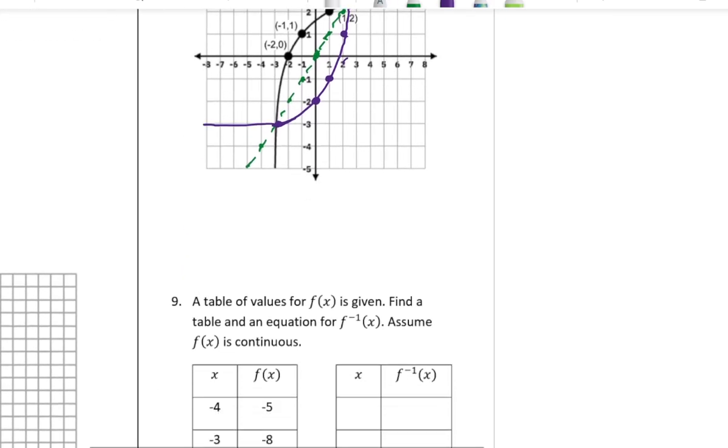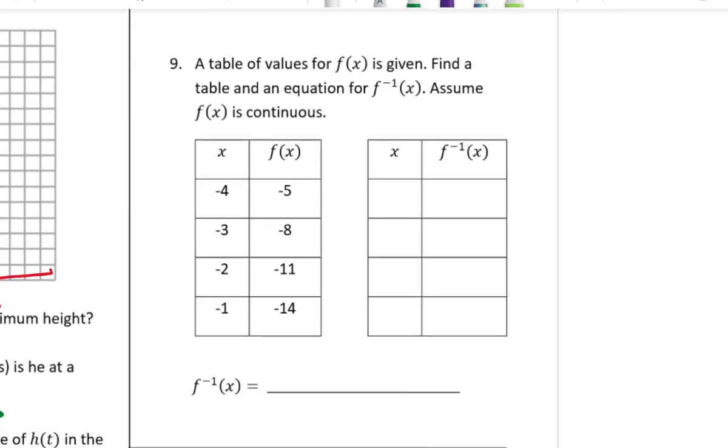Okay, and then number 9, table of values is given. Find the inverse. Of course, all we have to do for the table is reverse the x and the y. So that's easy to do. What's not so easy to do is to figure out the equation of the inverse. But I'm going to do something a little sneaky. I'm going to get the equation of the original and then make it the inverse.